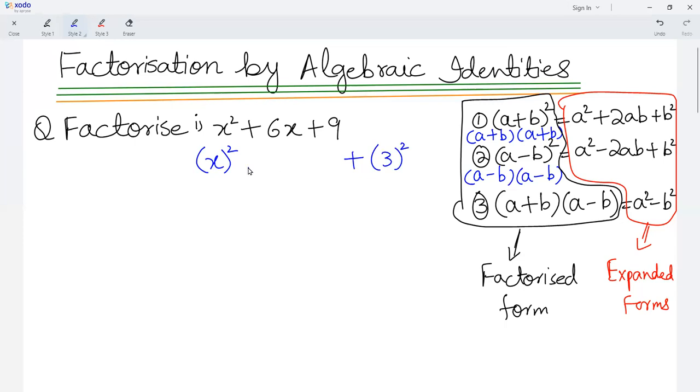So we are going to check. Write down plus here. 2 times a, where a is the term under the square, that is x. Similarly, b is 3. So 2 times x is 2x, times 3 is 6x. It means it proves the given question. So we can write the left-hand side as the first identity, because the middle term was positive, satisfying plus 2ab. So a is x and b is 3, and it is (x plus 3) whole squared. This is the factorization of the given question.